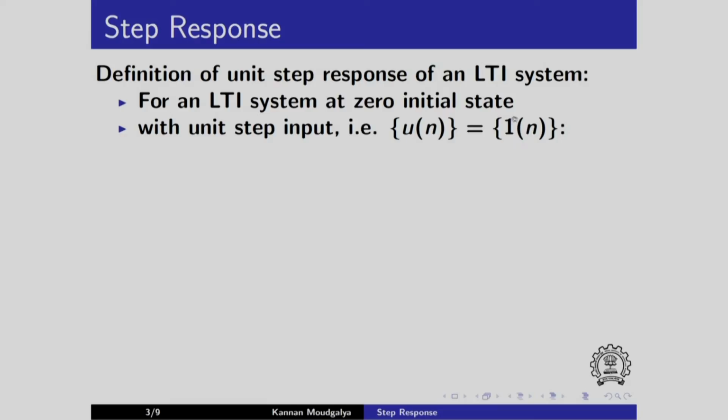Remember, we are using the symbol 1 of n to denote unit step. This is the input signal that takes the value 1 of n. Remember, the braces mean it is a doubly infinite sequence. 1 of n is unit step, that is it has zeros all the way until n equals 0. From n equals 0 onwards, it takes the value 1.